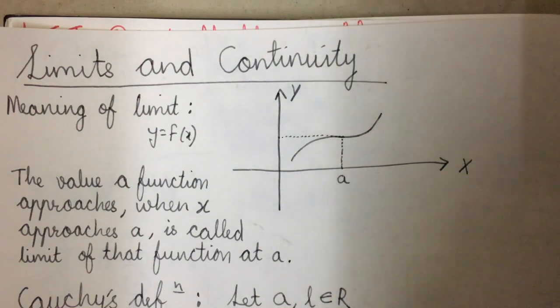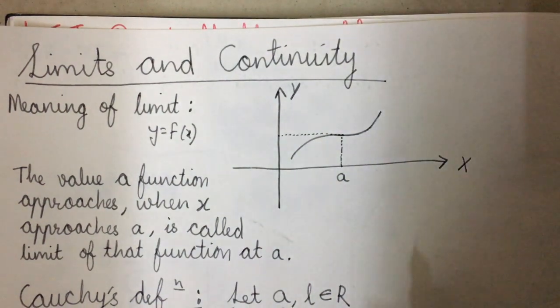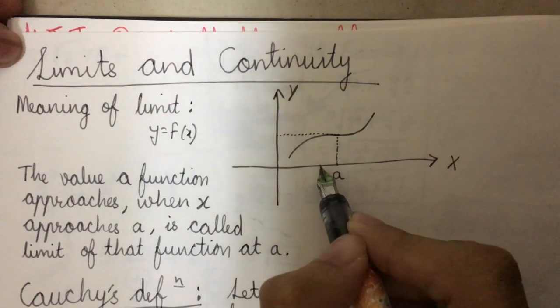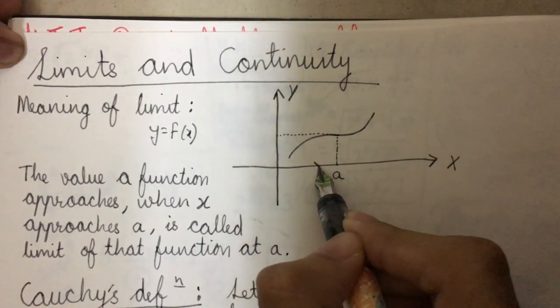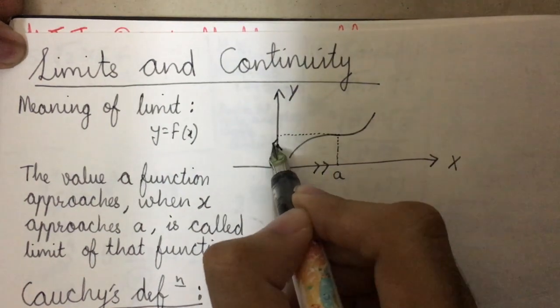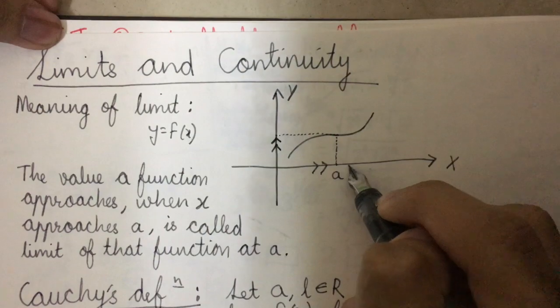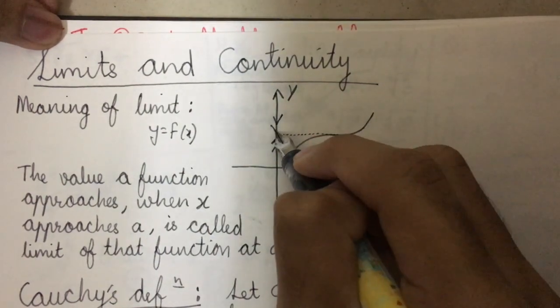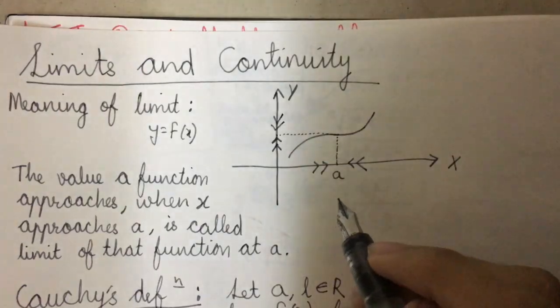Limits and continuity. First, we'll see what is the meaning of a limit. The word limit means that when x approaches a value, say a, the value to which f of x, the function of x, approaches is called the limit of f of x when x tends to a.